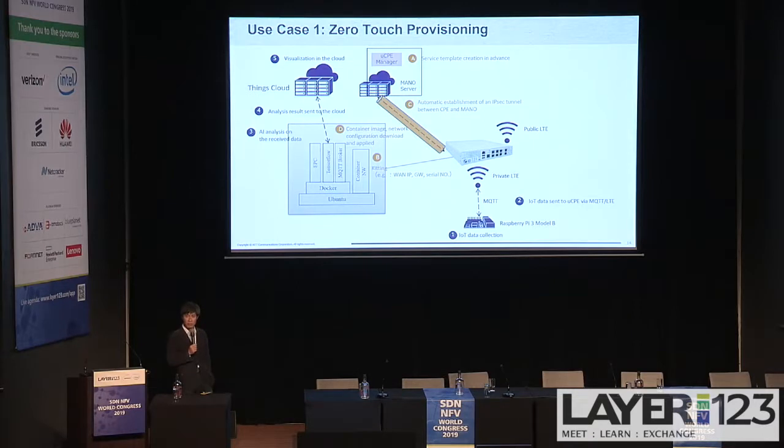So after the customer receives the box, as long as they connect to the internet, the zero touch will be triggered automatically, which means that the container and the configuration that relates to the container will be downloaded automatically from our cloud to the UCP box, and the service is provided very quickly.